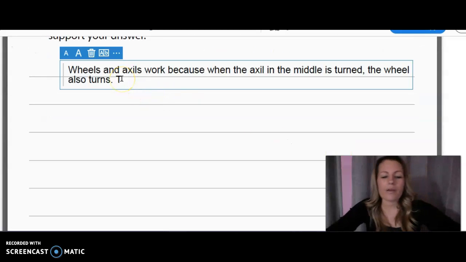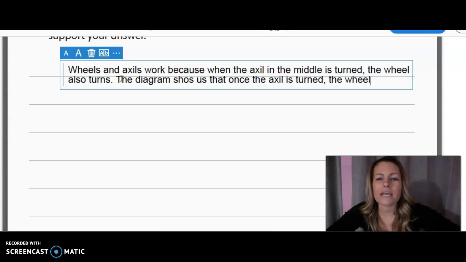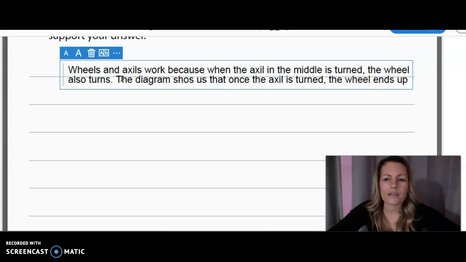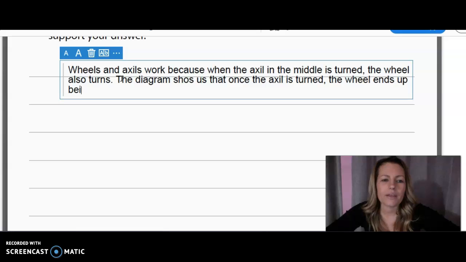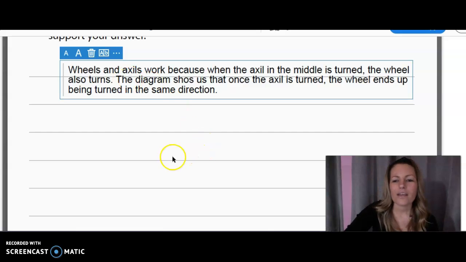So the diagram shows us that once the axle is turned, the wheel ends up being turned in the same direction.